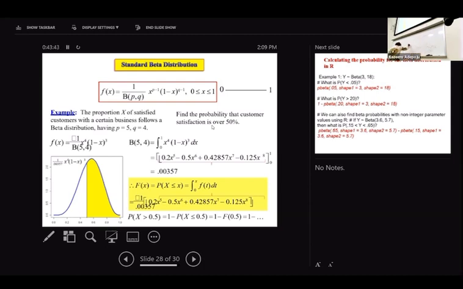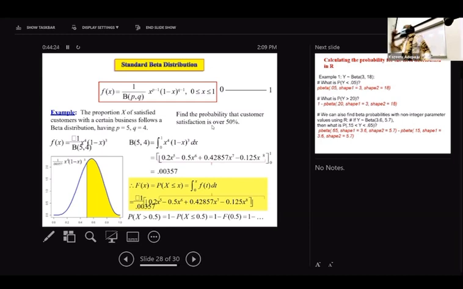I told you that B of 5, 4 is going to be gamma 5, gamma 4, over gamma 5 plus 4. So which is going to be 4 factorial, 3 factorial, over 8 factorial. Let me see, 5 minus 1, 4 minus 1, 9 minus 1, so 8 factorial. When you get this, that is what you're going to put here. You're now going to integrate that. If you want to integrate that, you expand and integrate over this range, and that will give you your result, but that is going to waste your time.